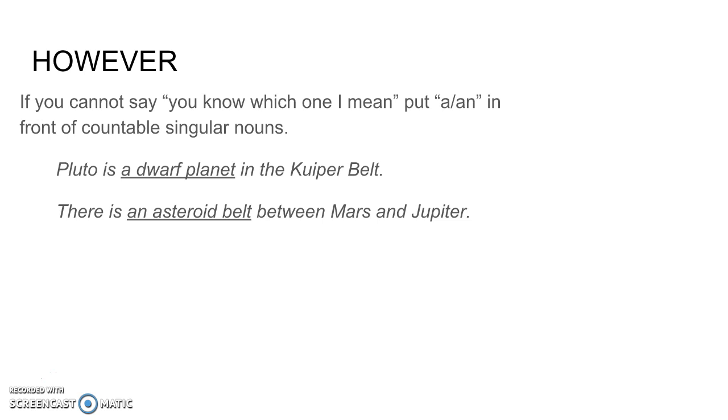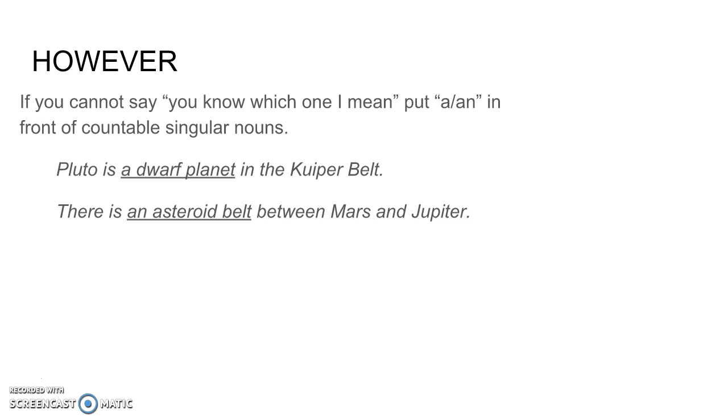So let's take a look at the example. Pluto is a dwarf planet in the Kuiper belt. Here, it is not clear which planet is being referred to, so it does not pass the "you know which one I mean" test. However, because it's also a singular noun, and you can count the number of dwarf planets, 1 dwarf planet, 2 dwarf planets, for that reason, the best choice would be a as the article to go in front of dwarf planet.